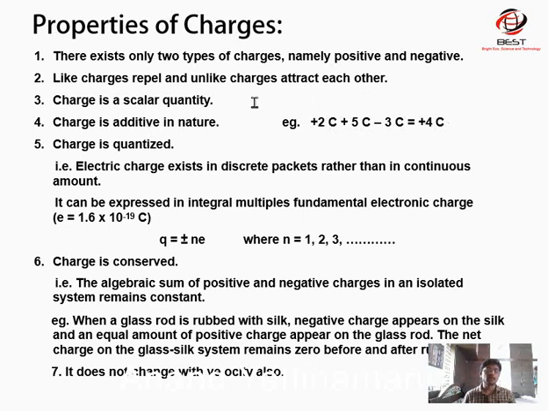It is the net charge on the body. That means I can consider charges are additive. And charge is quantized. The word quantized refers to steps. For example, if I consider a digital clock, I can consider 1 second, 2 second, 3 second. I can't consider 1.5 second like that.